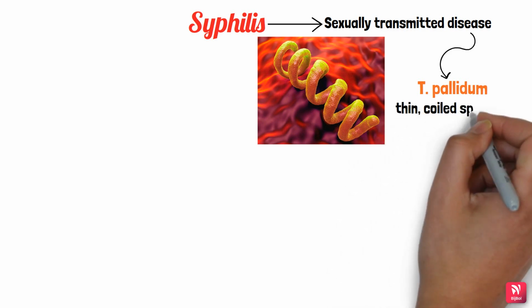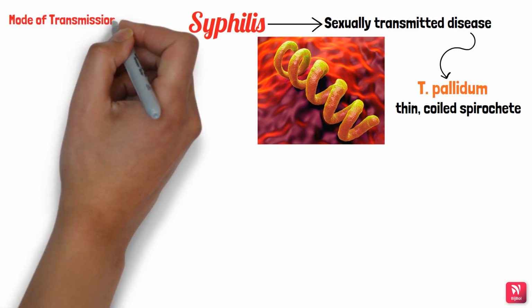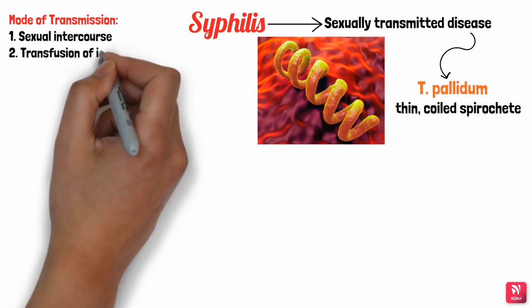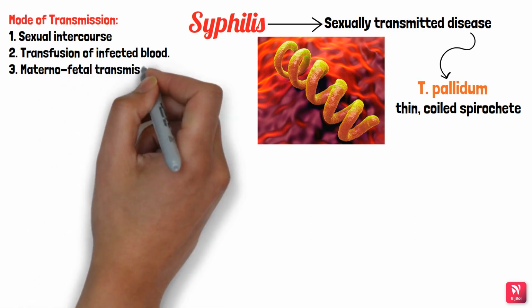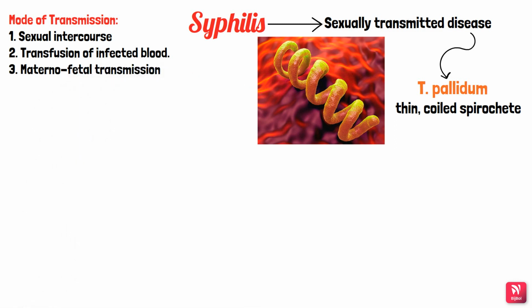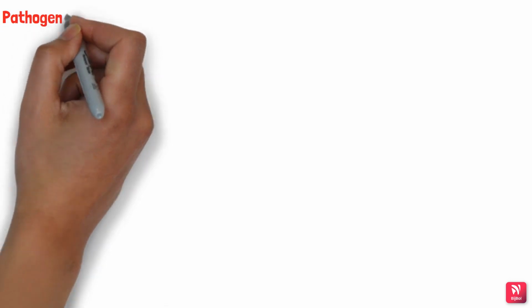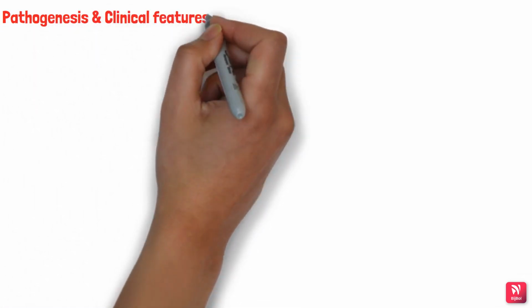And how is syphilis transmitted from one person to another, as these are contagious diseases? The mode of transmission is by three routes. One is sexual intercourse, or transfusion of infected blood, or from mother to child, that is materno-fetal transmission. So let's see the pathogenesis of syphilis. While discussing pathogenesis itself, we will discuss the clinical features. In syphilis there are three stages, that is primary, secondary and tertiary syphilis.